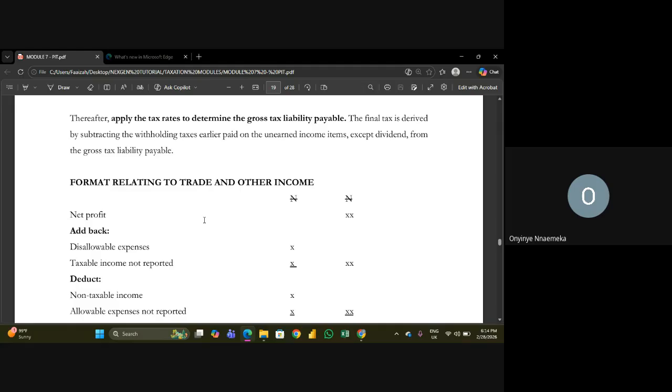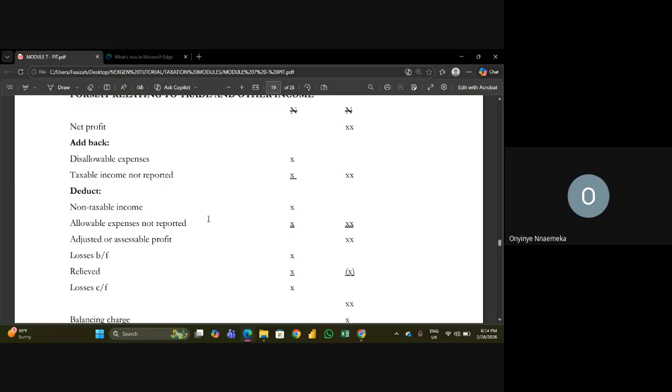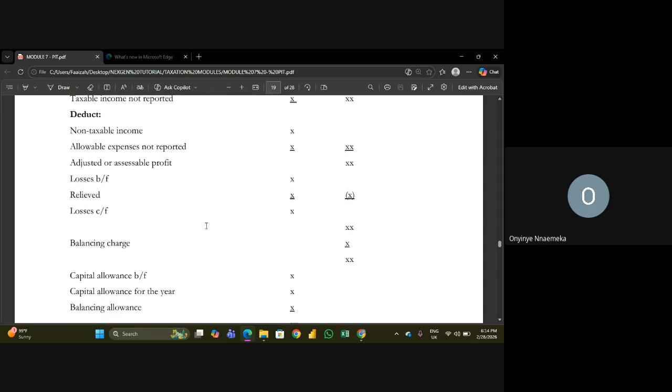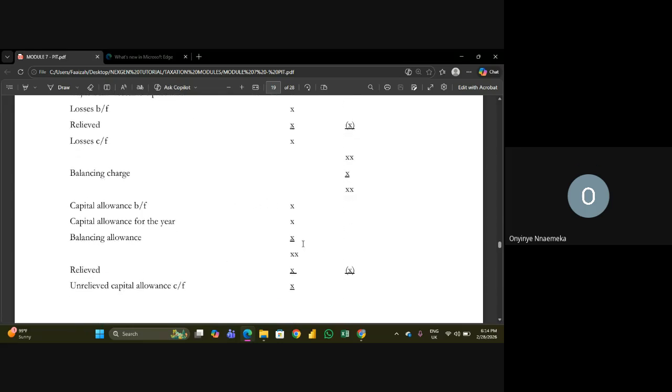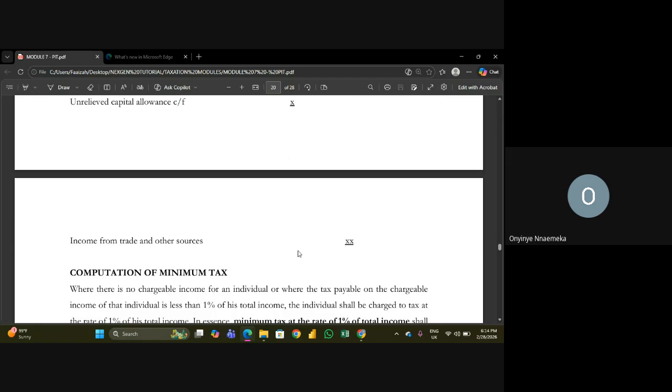This is it. It's like company income tax. So you have the net profits, you add back the disallowable expenses or taxable income not reported, deduct non-taxable income and allowable expenses not reported, then you have the adjusted or assessable profit. You relieve your loss. You add your balancing charge, deduct your capital allowance, then you have your income from trade, which you add to your other income in that other formula.